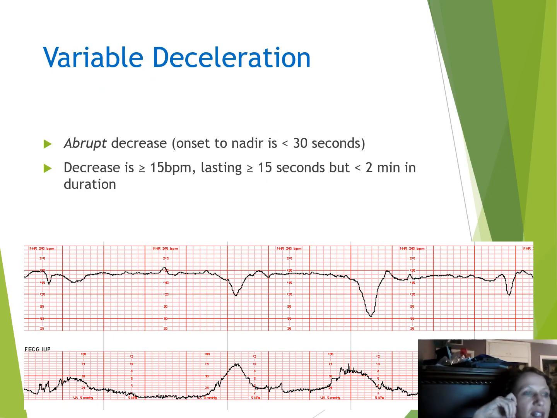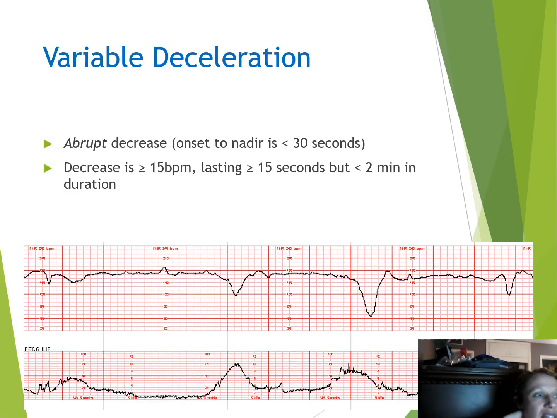Variable decelerations. The reason you need to know the onset to nadir time is to distinguish between a late deceleration and a variable deceleration, and between an early deceleration and a variable deceleration. From the onset to the nadir is less than 30 seconds. A lot of people talk about variables, or V's, right?